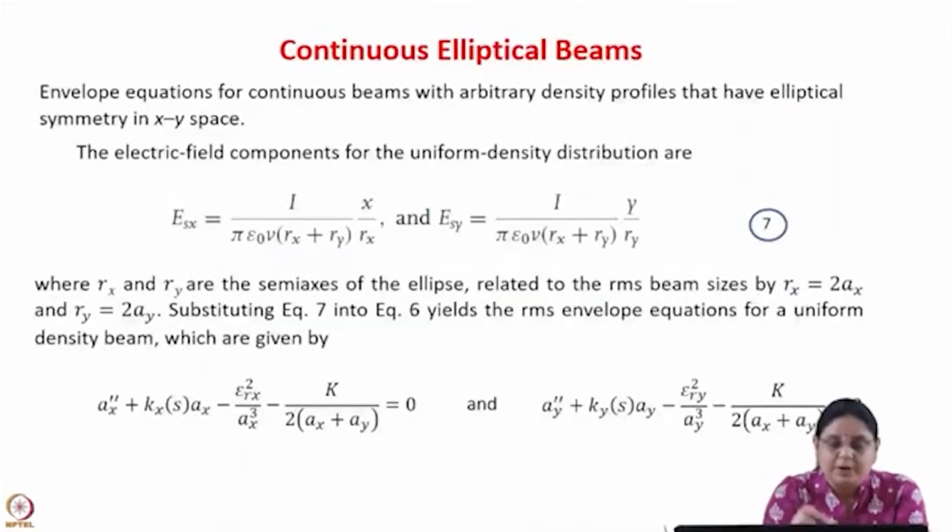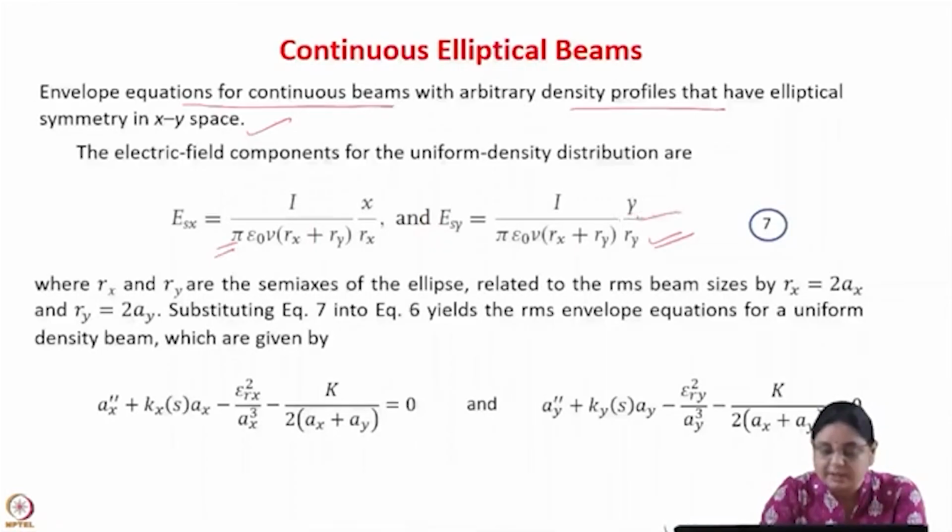Now let's talk of the continuous elliptical beam. The earlier equation was derived for a round beam. Generally the beams in phase space are elliptical. So we consider envelope equations for continuous beams with arbitrary density profiles that have elliptical symmetry in xy space. The electric field components for uniform density distributions, now with elliptical boundaries, we can derive as before. So we get the electric field in the x direction as this and in the y direction as this.